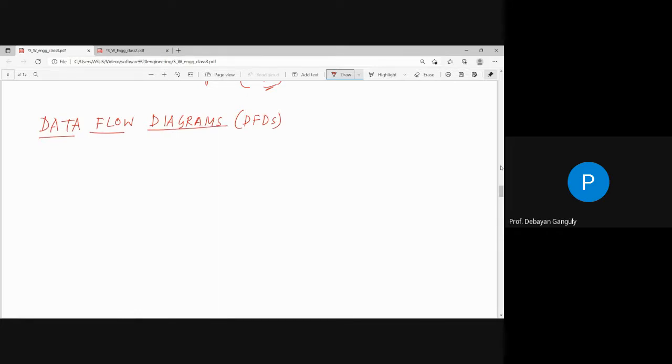So DFD is also called bubble chart, right? And that is a simple graphical representation that can be used to represent a system in terms of input data to the system and various processing carried out on that data. That means, suppose when you are trying to develop a project, it is a very big idea. But when you are dealing with the management team, or if you are dealing with the class, what will happen? You have to first draw some diagram, because the client will not understand the corresponding details of the code.